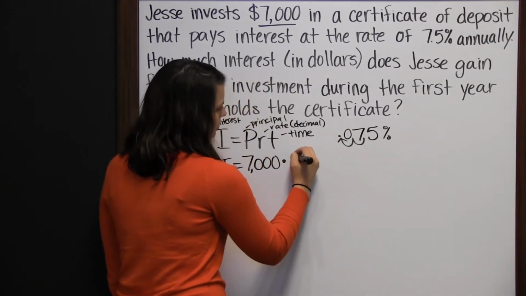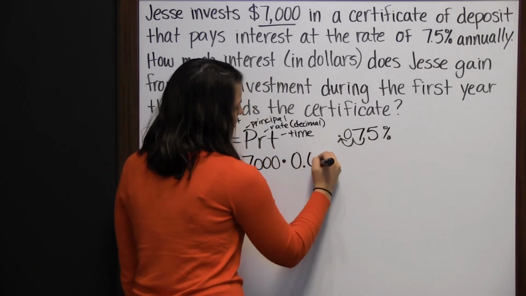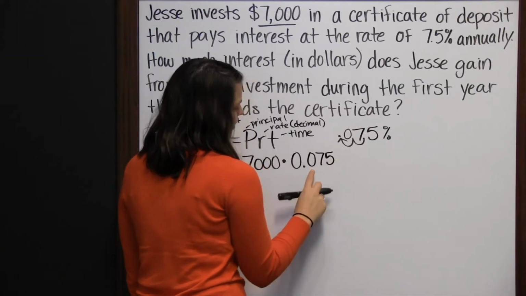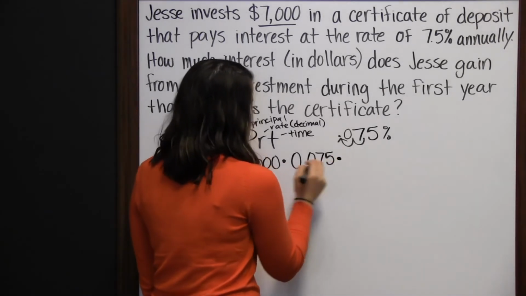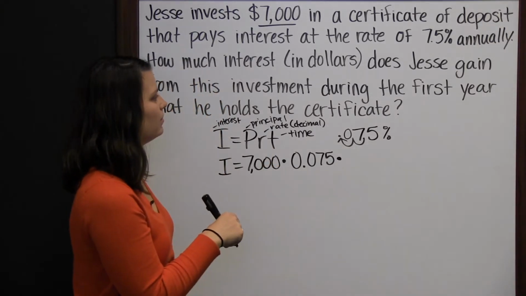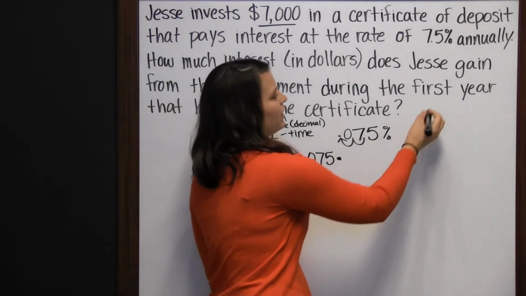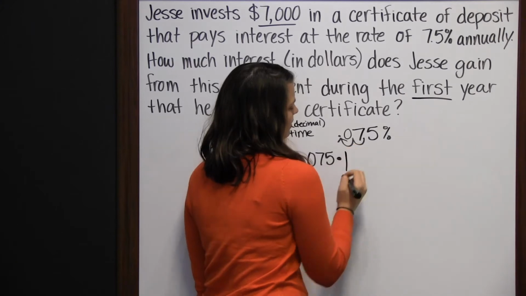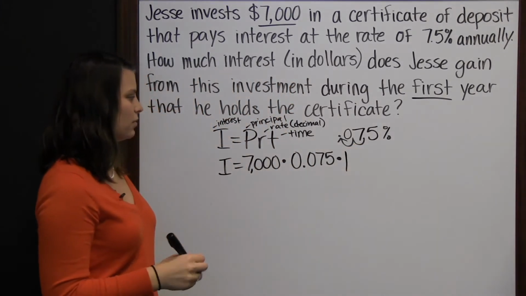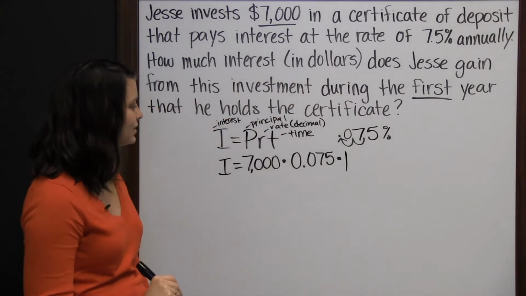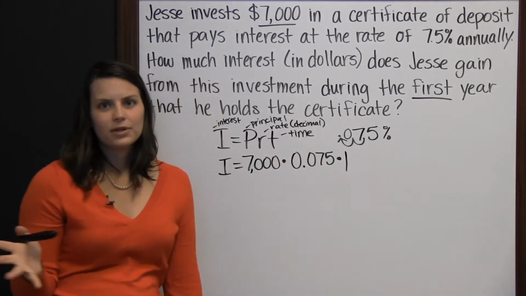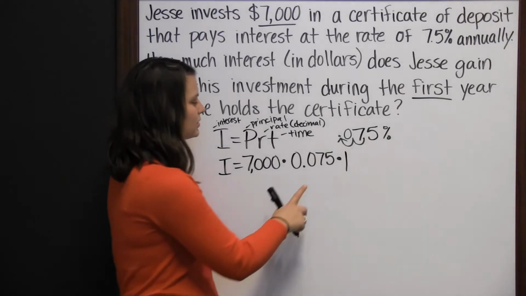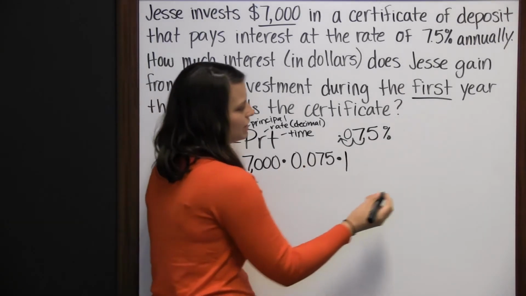So you add that zero, so it's 75 thousandths, and then times the year, or the time, and we're just trying to find out about the first year, so that means it's been in there for 1 year, and then we just need to multiply those things together. So one times anything is just that, so I can really kind of ignore that. So I just need to multiply these two numbers together.